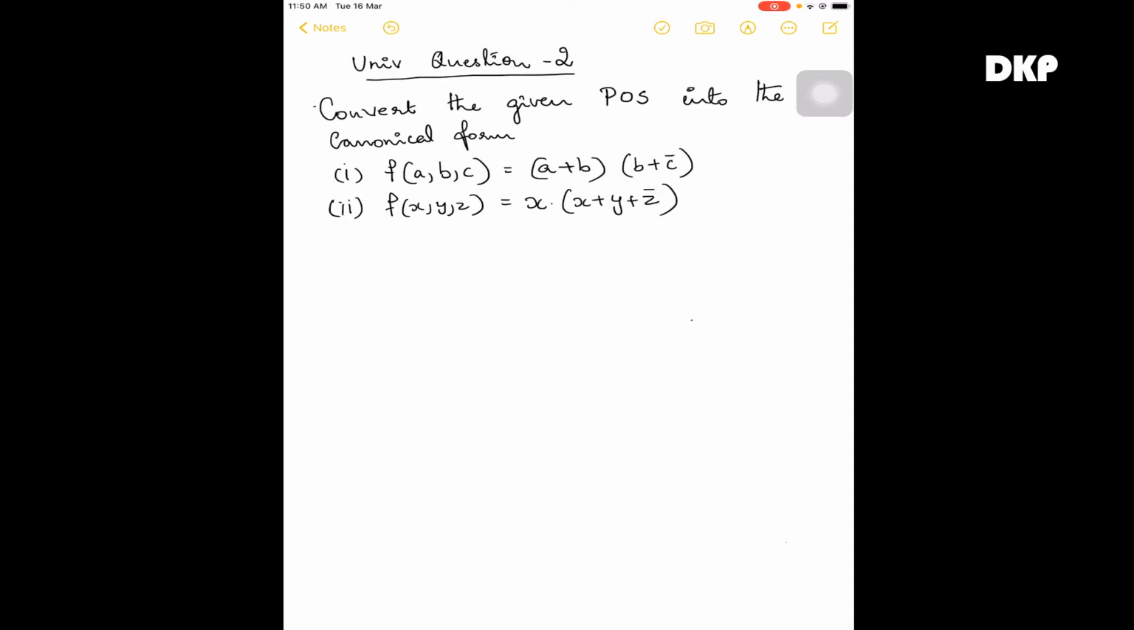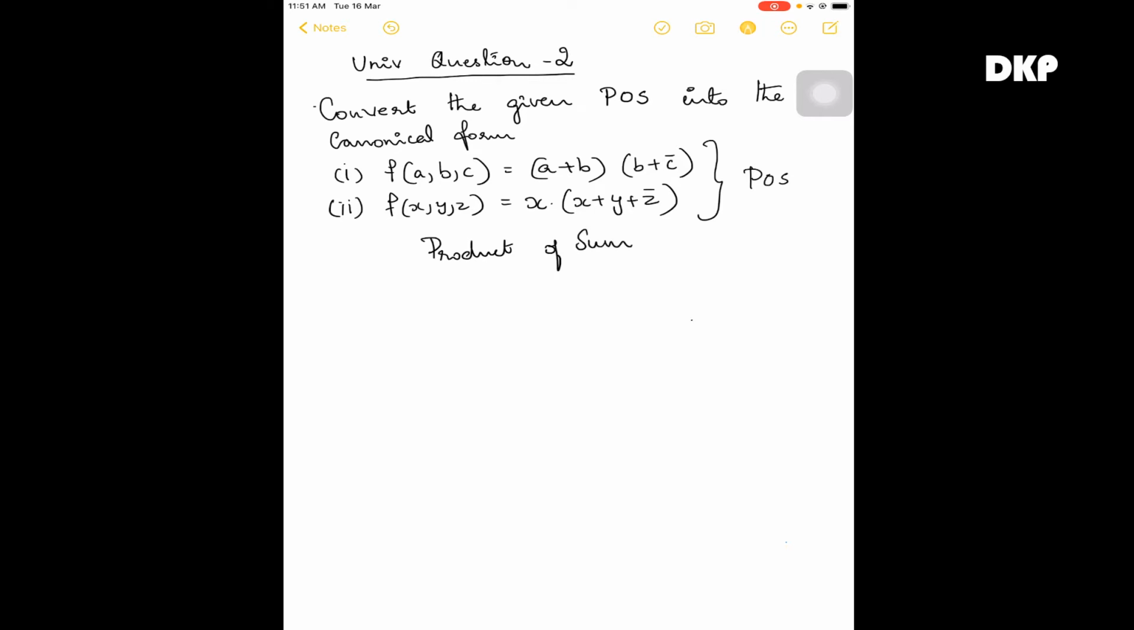Here is the second question. Convert the given POS into the canonical form. The first sub-question is f of ABC is equal to (A plus B) into (B plus C bar). Second sub-question is f of xyz is equal to x into (x plus y plus z bar). Both these sub-questions are in POS form. POS means product of sum.